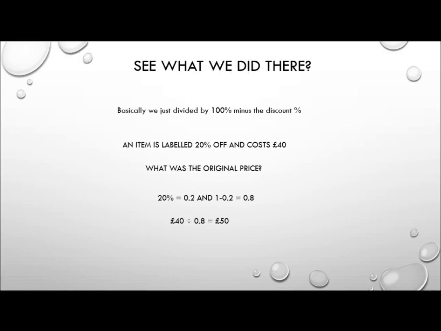Okay, but did you see what we've done there? In all of those cases, what we've effectively done is just divide by whatever percentage would make the discount up to 100%. So if it's 20% off, well, 100% minus 20% is 80%, so we divide by 80%. If it was, say, 60% off, then 60% plus 40% equals 100%, so we divide by 40%. So if an item is labelled 20% off and costs £40 and you want to know the original price, you just whip your calculator out and divide by 0.8 and that gives you your answer.